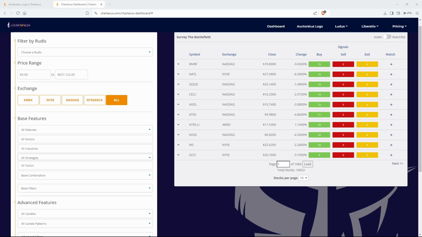It's as easy as logging in and looking at your dashboard, which by default is organized by stocks with the most buy signals at the top and goes down to the stocks with the most sell signals. Here's NATL, the second stock on the list. It has 15 new buy signals and 0 sell signals, and its closing price was $27.49. Okay, let's open it up.